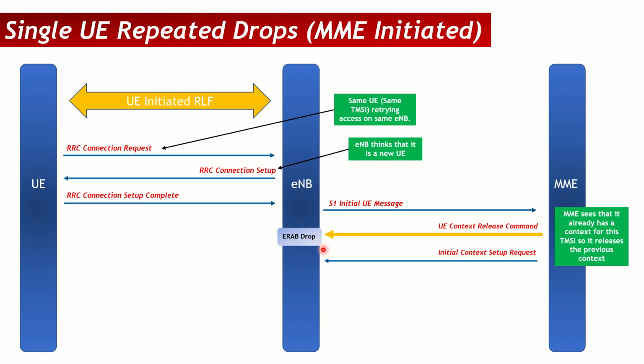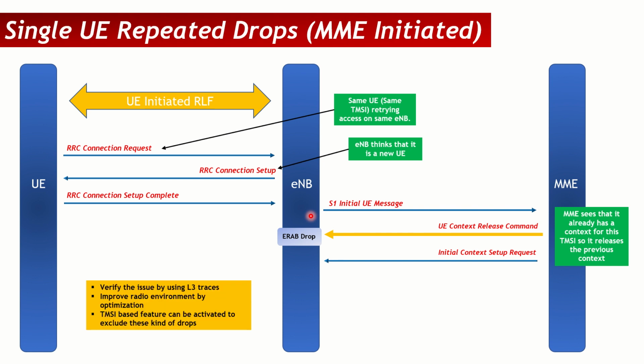To solve that, some vendors have now added a new feature, a new algorithm on the eNode B, where the eNode B can check the UE context release command or the S1 messaging for the TMSI. If it sees, for instance in this case, that it knows the TMSI of this UE, and it sees a context release command for the same TMSI, it will not peg it as a drop. If that happens, we can reduce or exclude these drops from our KPI.